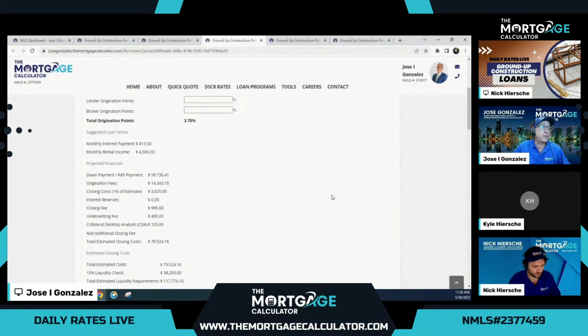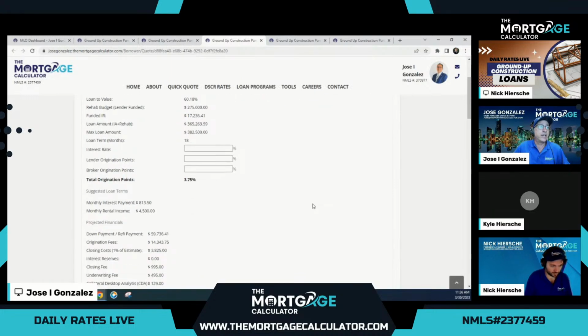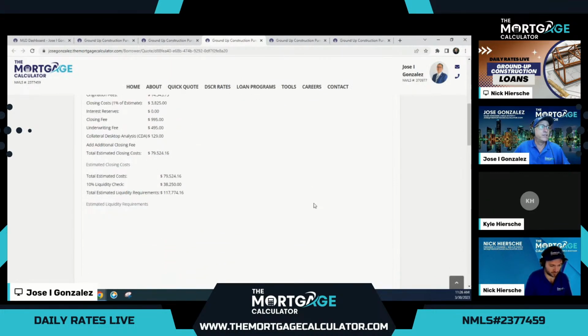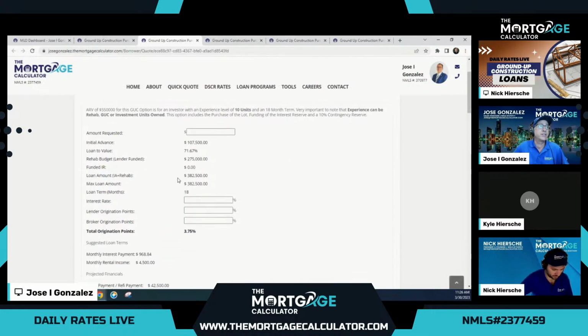Here, I also dropped the value a little bit to see, because you see now our loan to value is 60.18%, and it still gave me a good deal there. So total estimated liquidity requirement, $117,000. You see it got considerably better when we have our 10 units of experience versus 1 unit. So now I'm putting here a $550,000 ARV for the 10 units. Actually, now we're at 71.67%. And the other one I had put 575, so this one I put 550.